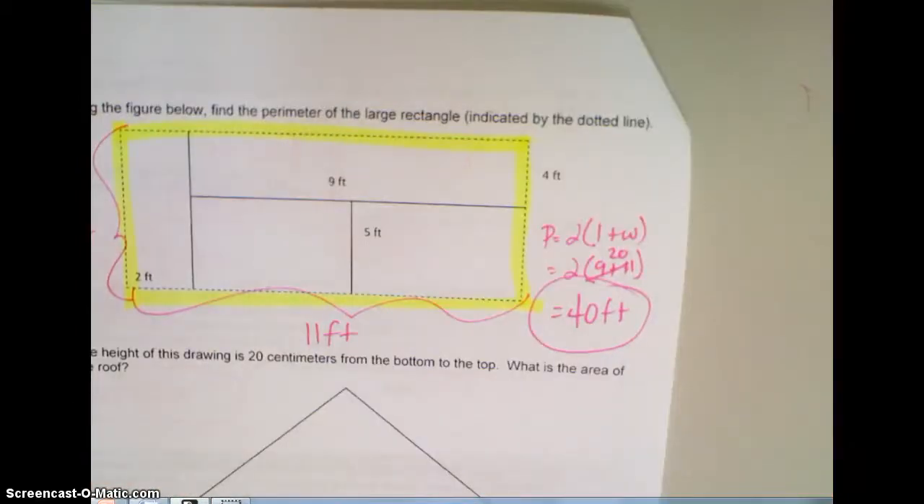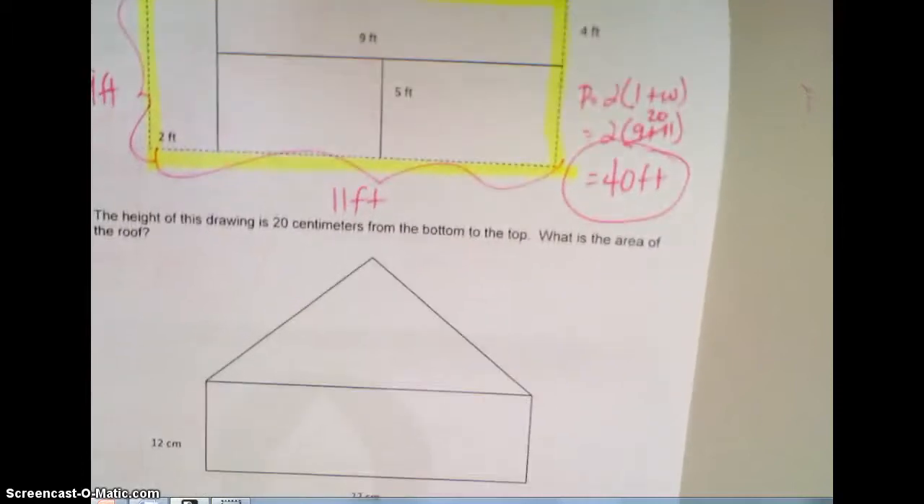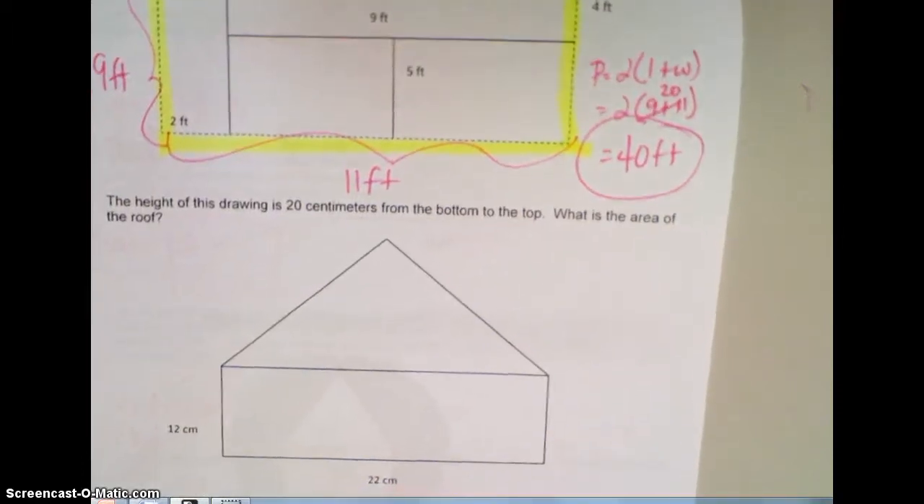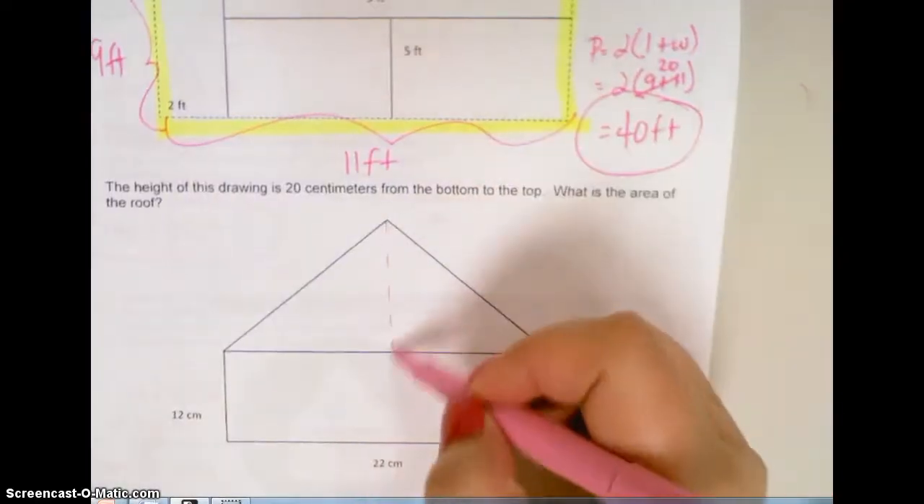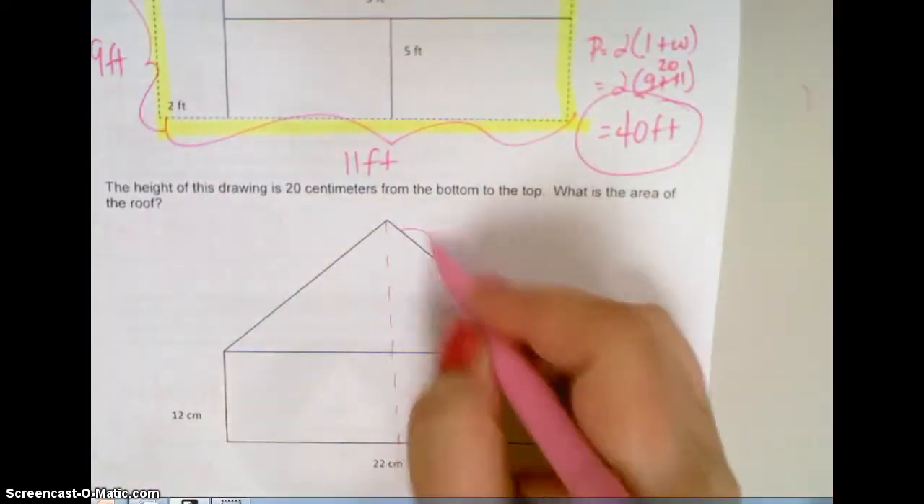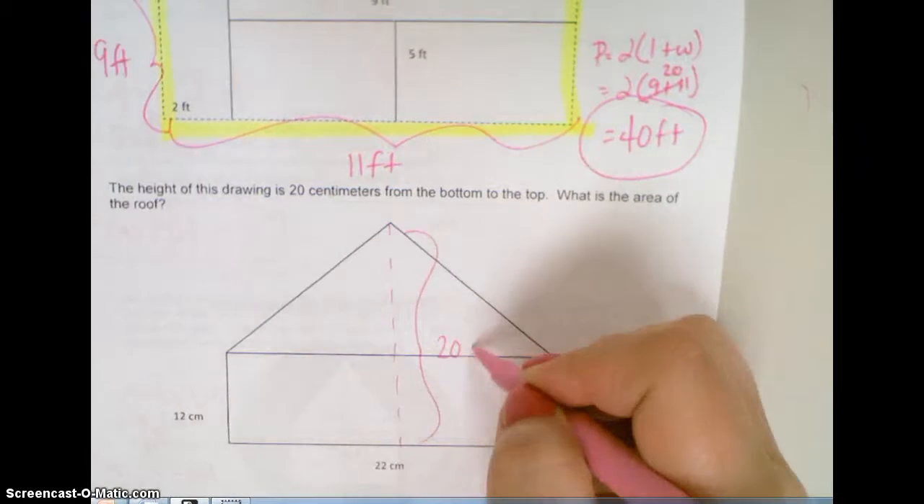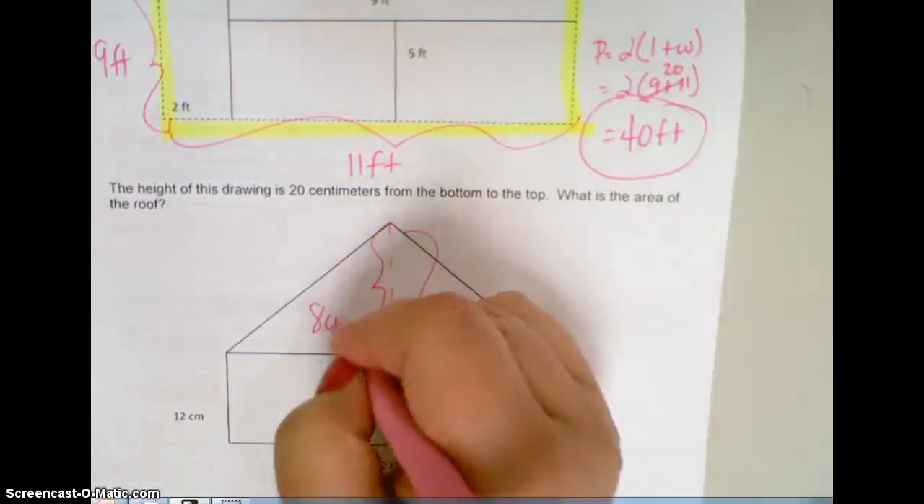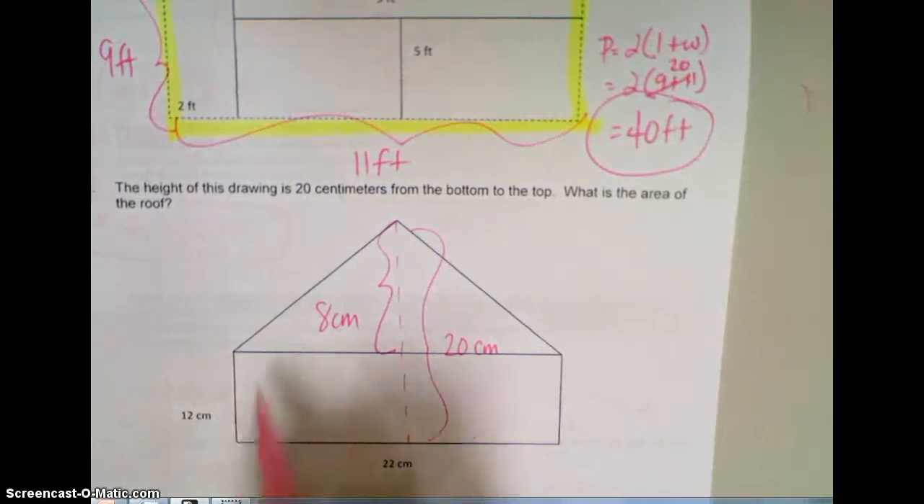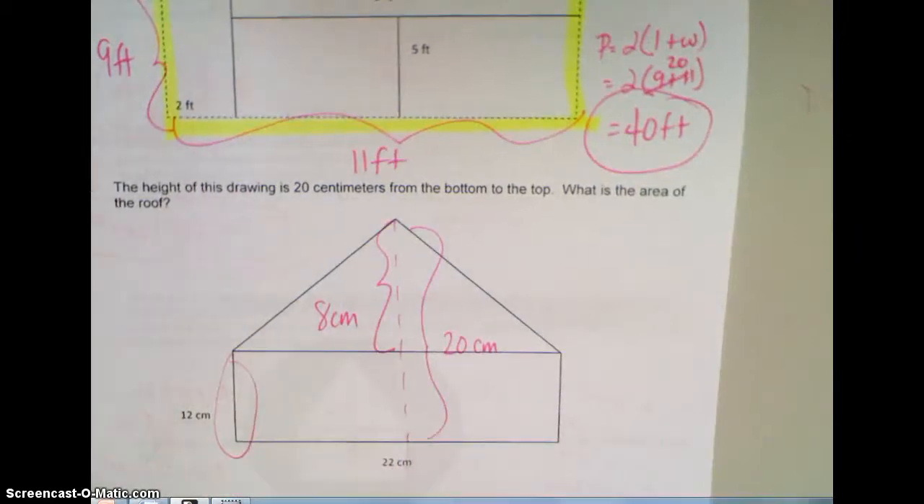Questions on that one? All right, number 15. The height of this drawing is 20 centimeters from bottom to top. What's the area of the roof? So the height going all the way down is 20 centimeters. So that would mean that this height in the triangle is 8. How did I get that? I said 20 minus this 12 to get the height just of the roof.